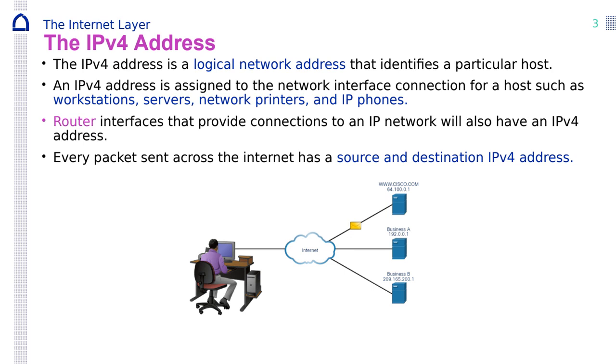An IP version 4 address is a logical network address. How many bits? Yeah, 32 bits: 8 plus 8 plus 8 plus 8. Okay, and you assign it to the computer's workstation. A router's interfaces will also have an IP address. Every packet has a source and destination IP address.